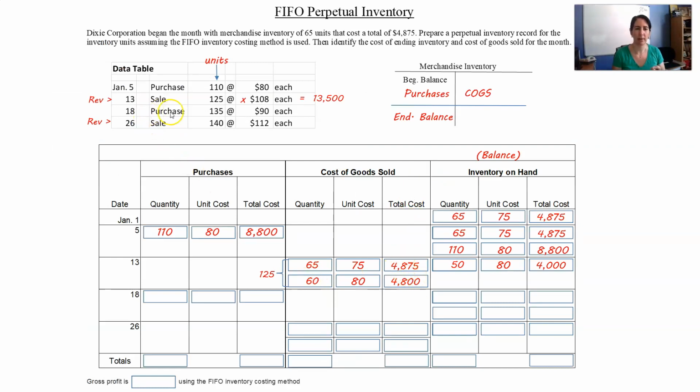All right, so we're going to buy another 135 at $90 each. 135 at 90 in our purchases column here. And now we've just given ourselves a second layer of inventory again. So we repeat. We also have 50 at $80 that's still sitting on the shelves. And we have another 135 at $90. Okay, so we may have 185 units right now, but we don't commingle the costs.